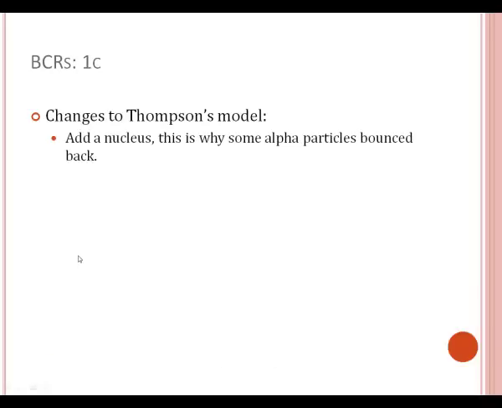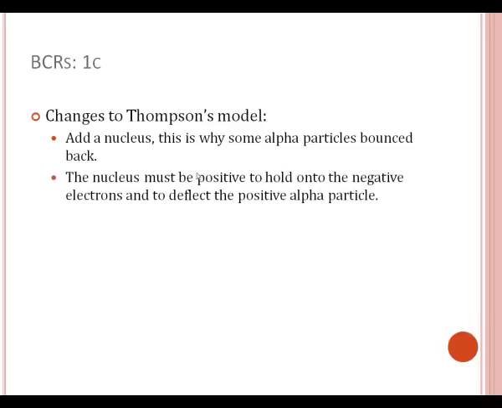So the first thing you would do is add a nucleus. This is why some of the alpha particles bounce back. And if you notice here, I don't just say add a nucleus. I say add a nucleus and I explain why. In order to get a 4 out of 4 on your BCRs, you have to back up your claims with evidence from the experiment. In addition, that nucleus must be positive in order to hold on to the negative electrons, and it must be positive in order to deflect the positive alpha particle.